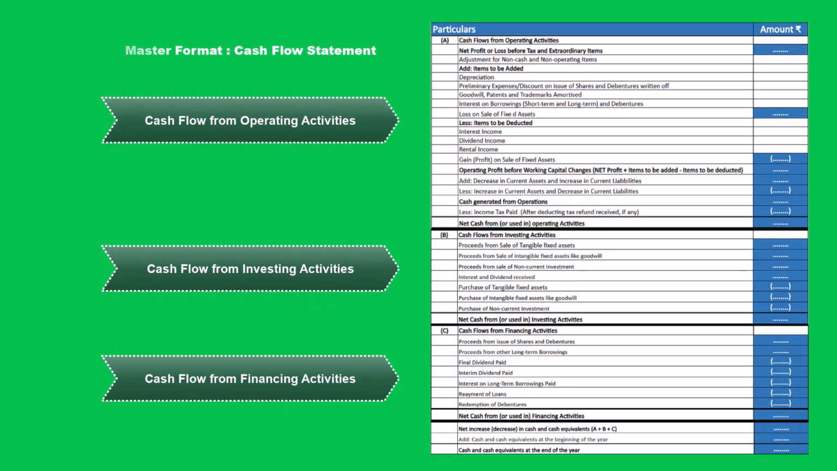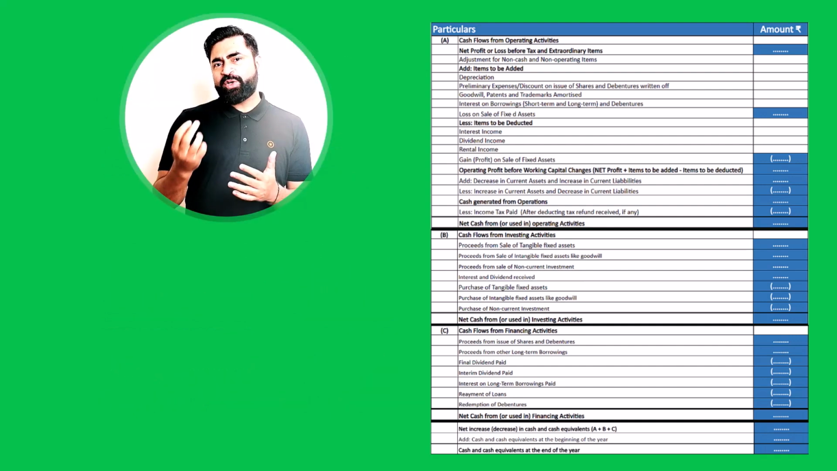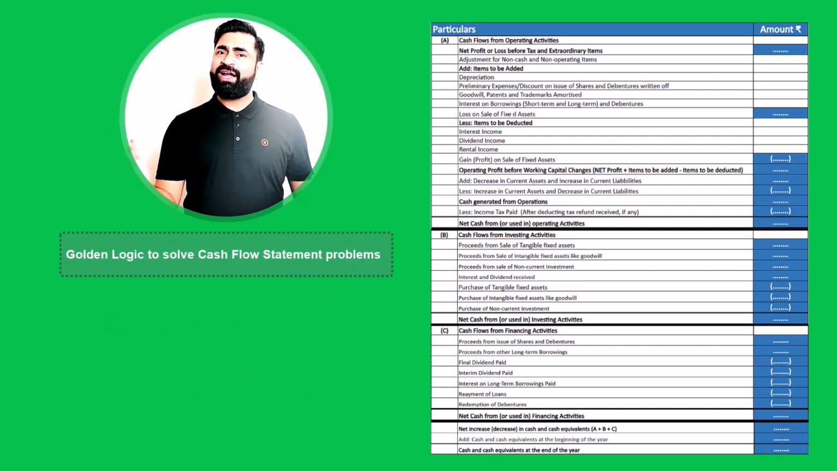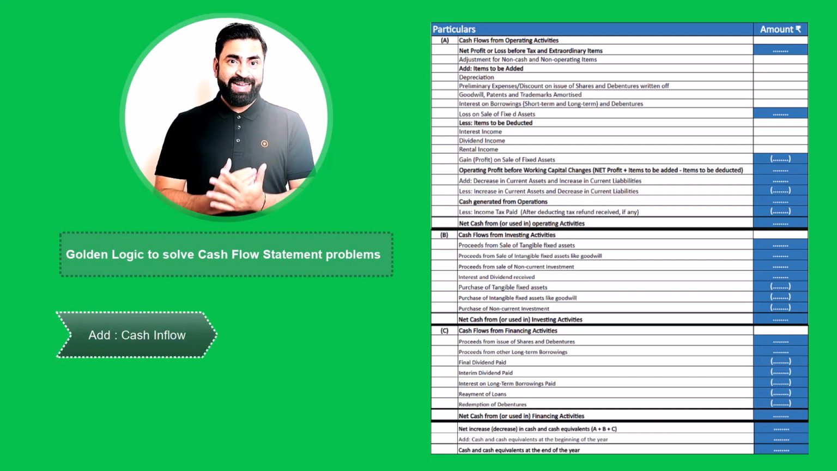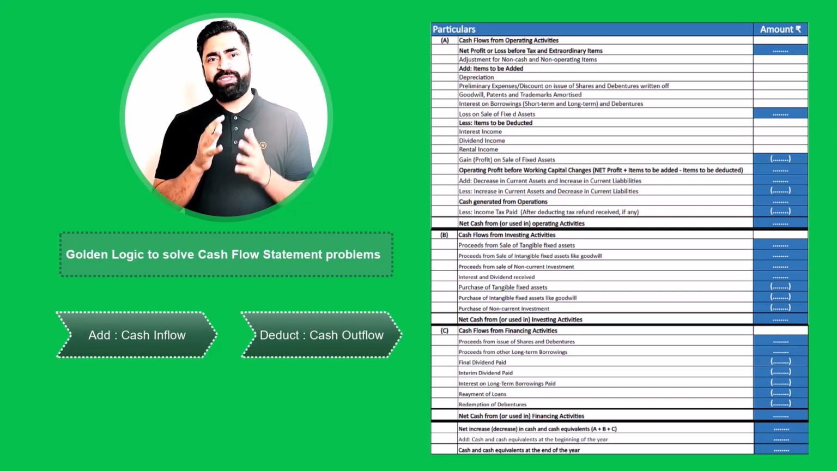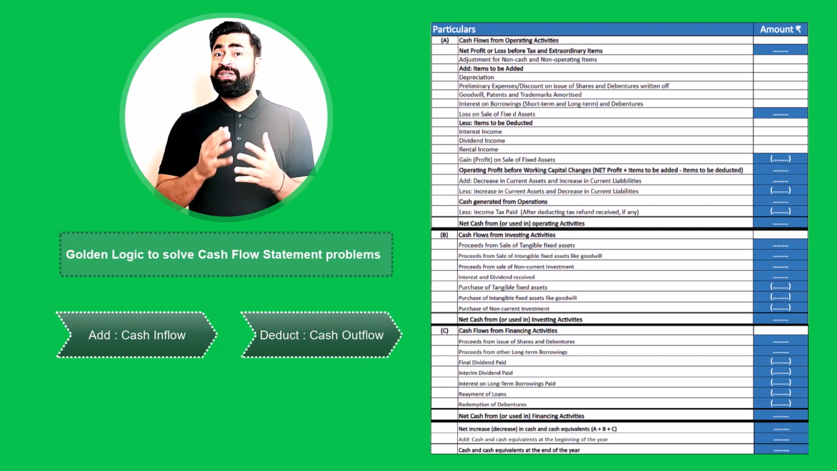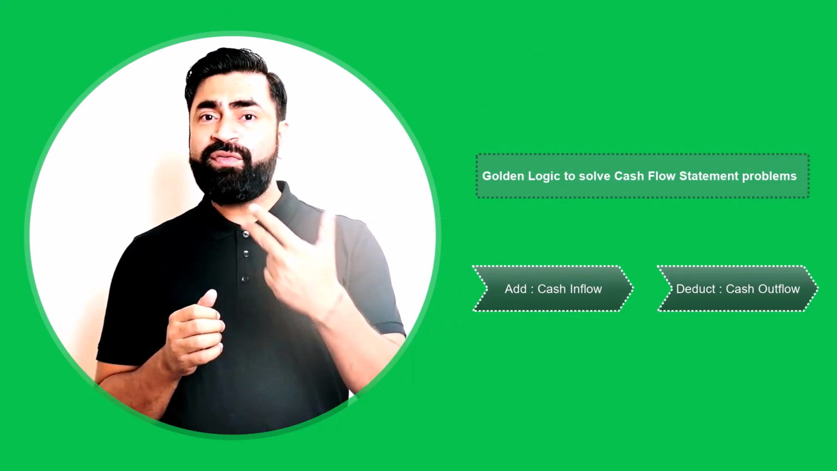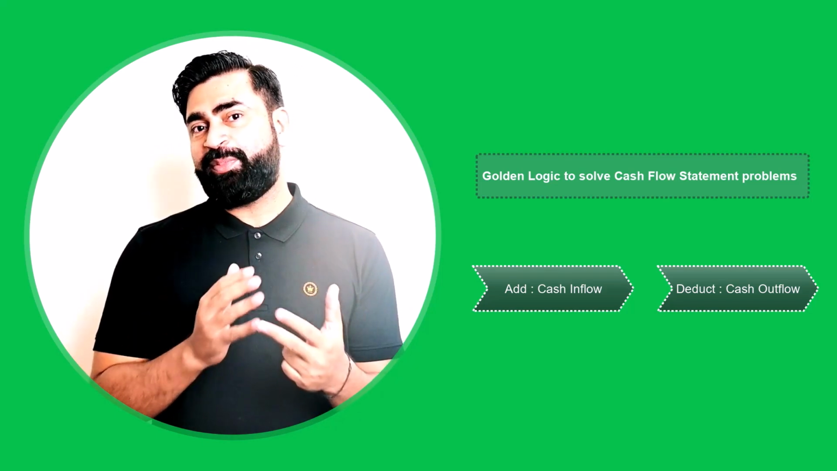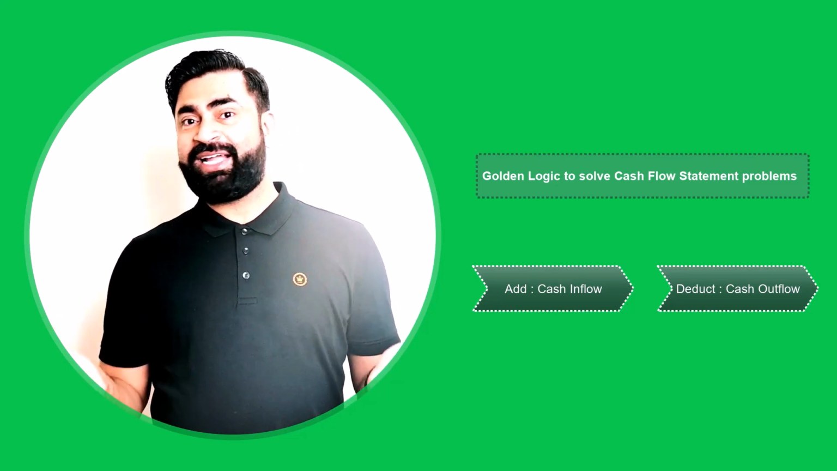A detailed version really. I know it's complicated, but I will simplify it for you. Just remember one golden logic which is applicable to the entire cash flow statement. Any cash inflows will have to be added and any cash outflows will have to be deducted. If you understand that much, you will find it really easy to solve the cash flow problems. And this golden logic is applicable regardless of which activity you're talking about. Be it operating, investing, or financing, this logic is applicable throughout. Which is, add the cash inflows and deduct the cash outflows.